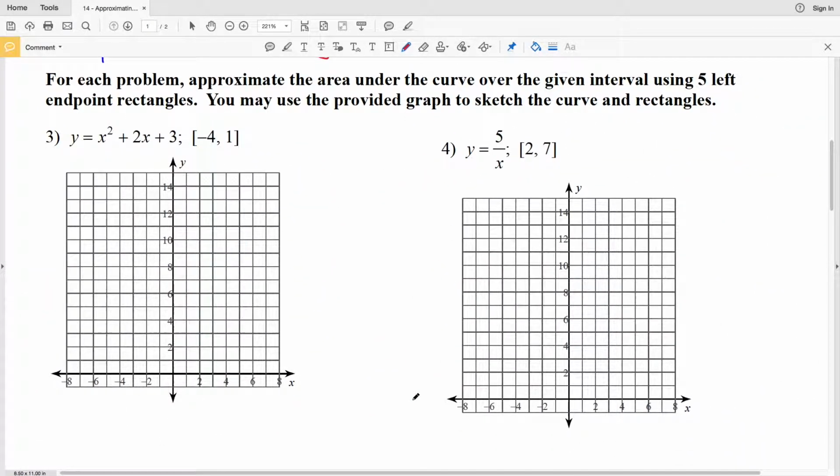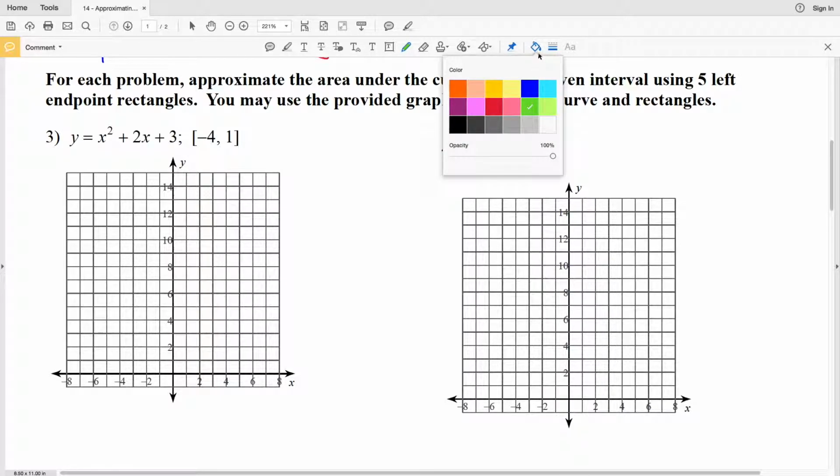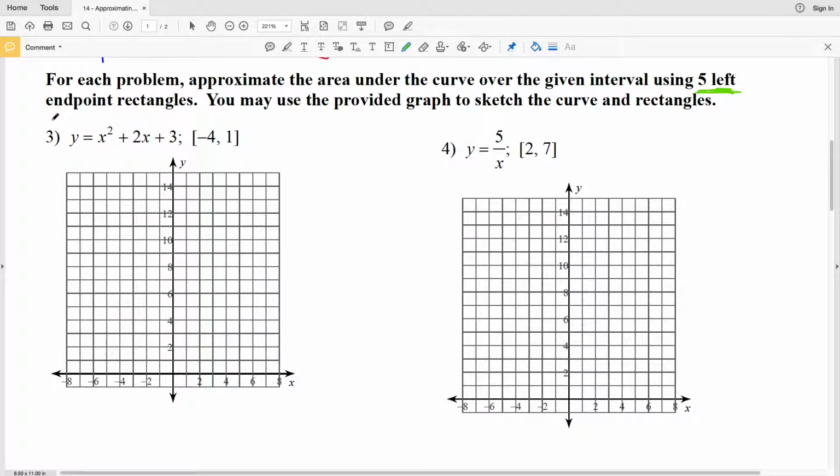Now in numbers 3 and 4, for each problem, we're to approximate the area under the curve over the given interval again, except this time we're going to be using 5 left endpoint rectangles. And it says that we can use the provided graph to sketch the curve and the rectangles, which will be useful when finding the area. So let's go ahead and plot x squared plus 2x plus 3.